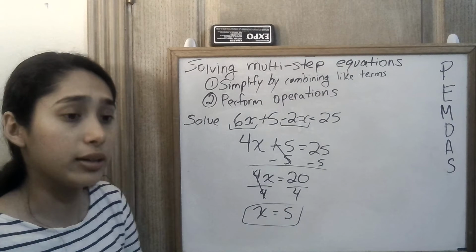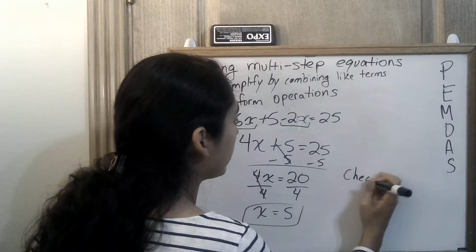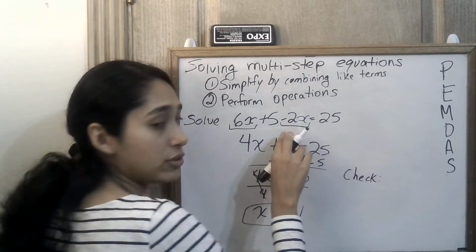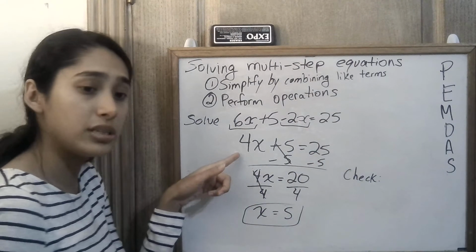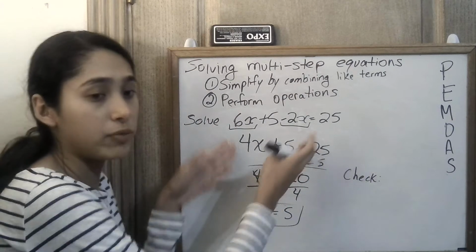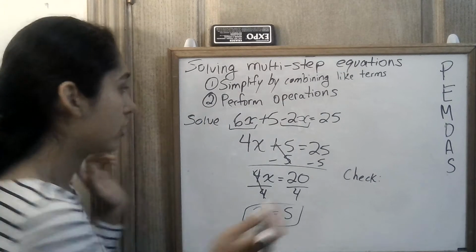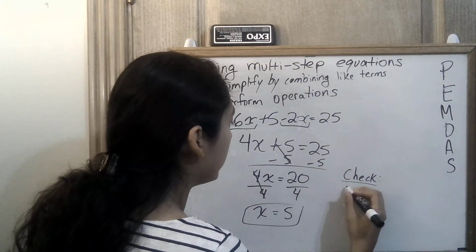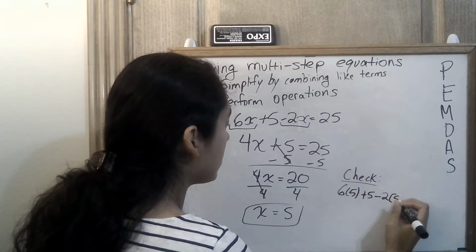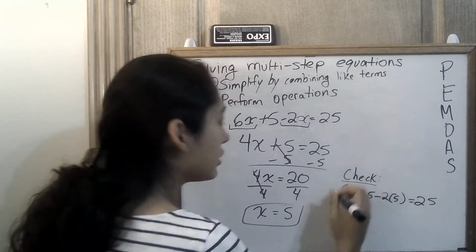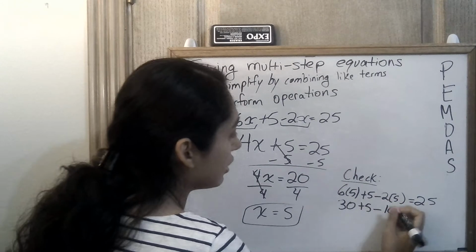So now we want to check. We did all this hard work. It only makes sense to check. So we check, and it's always best to go back to the original equation, because if, let's say, I plug into this simplified version, you might have done something wrong from here to there. You just want to go back all the way to your original, your carbon copy. So we're going to plug in 5 where the x should be. So 6 times 5 is 30, plus 5, minus 2 times 5 is 10.